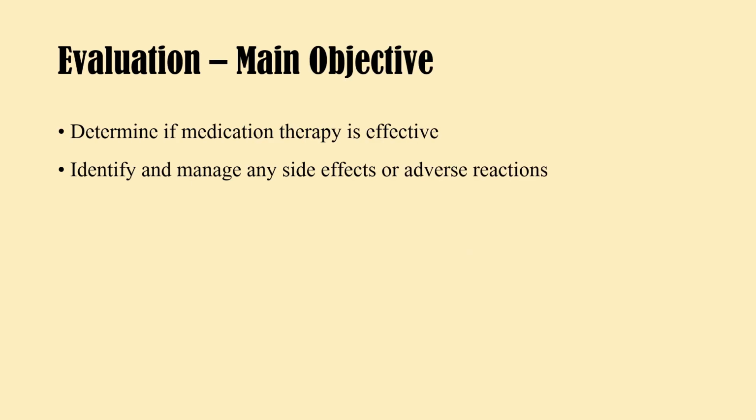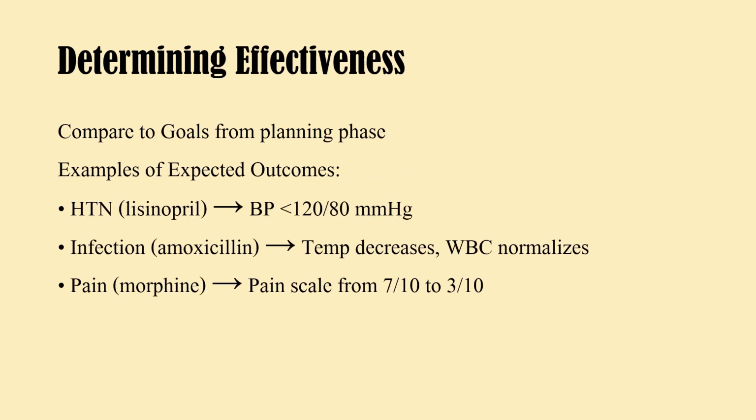The next phase, evaluation, centers on determining whether medication therapy achieves its intended effect and identifying or managing any adverse outcomes that may require intervention. Compare actual outcomes to planned goals to judge the effectiveness of medications. For instance, a patient with hypertension might aim for a blood pressure of 120 over 80 millimeters of mercury. An infection should expect a normalizing temperature and white blood cell count, and a patient in pain might target a decrease on the pain scale.